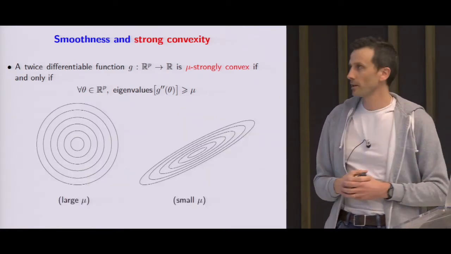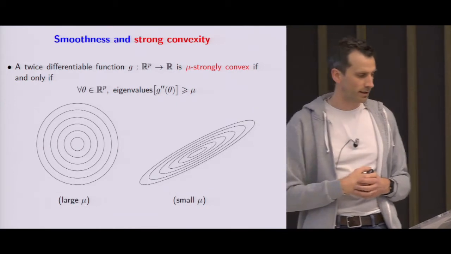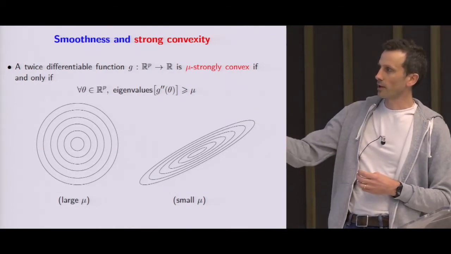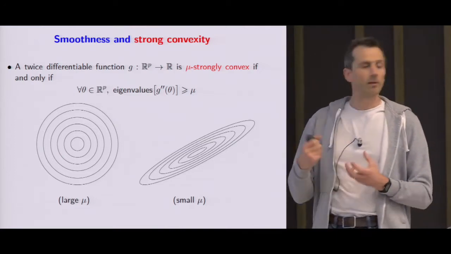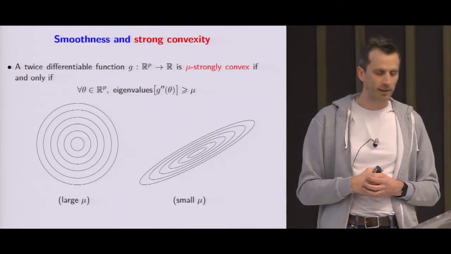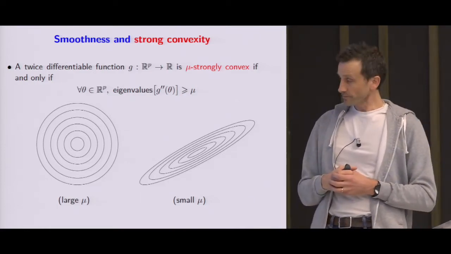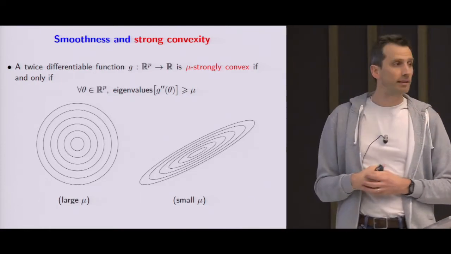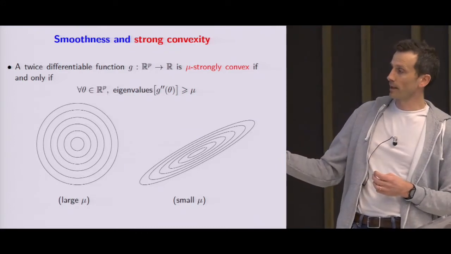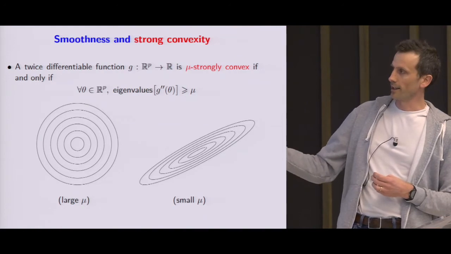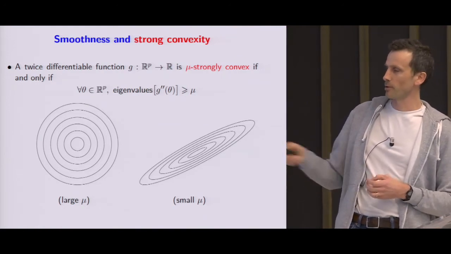So it's often easier to consider in 2D. OK, so those are level sets of my functions. This is a function with a large value of mu compared to the smoothness parameter, which is the largest eigenvalue. So the level sets look like balls. And those will be easy problems because once I'm there, if I follow the steepest descent direction, I'm going to go really in the direction of the global minimum, which is there.